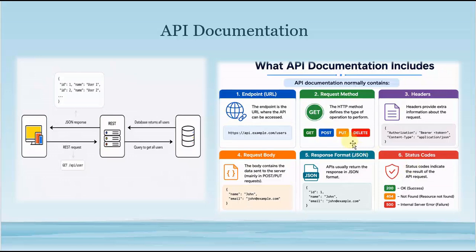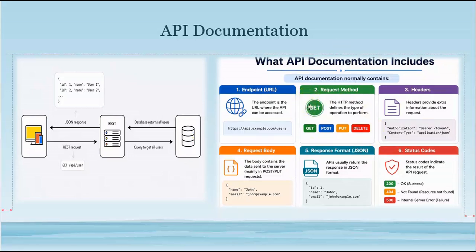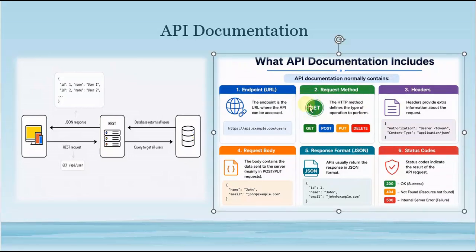So API documentation is a guide that helps us understand how to use an API. An endpoint is the URL where we send the API request. API documentation includes all of these. API documentation makes it easy for developers to communicate with systems clearly and efficiently. This is all about API documentation.